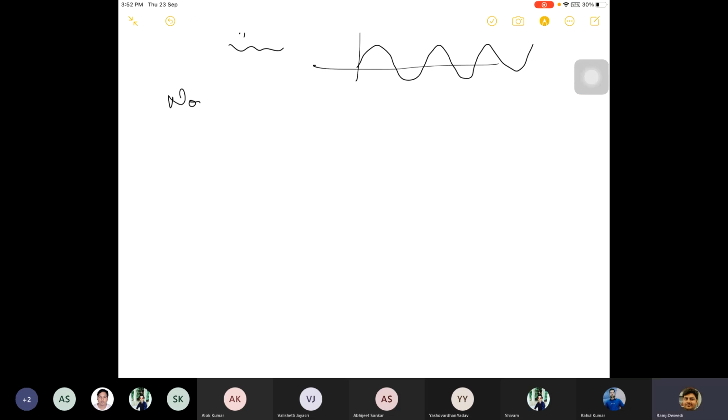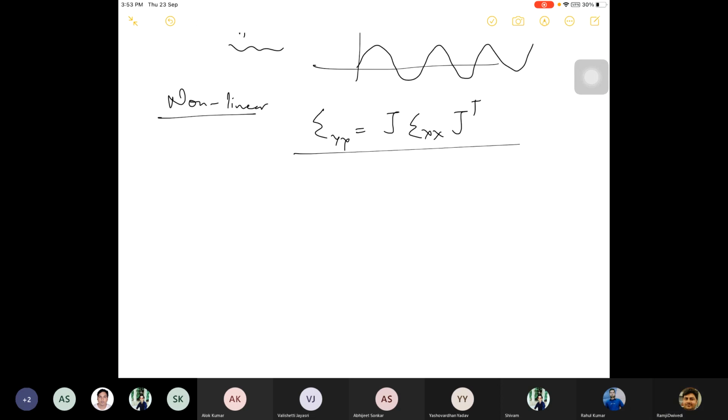So it is a non-linear function. For non-linear function आप कैसे अप्रोच करते हैं? Sigma yy equals Jacobian sigma xx Jacobian transpose. This is your approach. We have seen the derivation also, but there is no need to derive it again. Just know the basic. This is the way you should start.